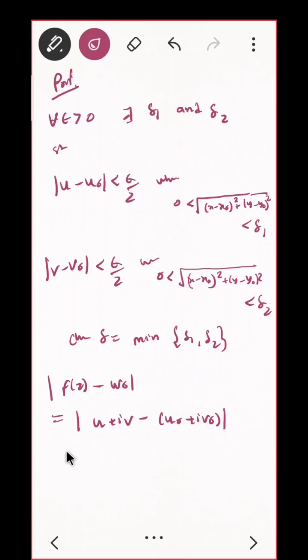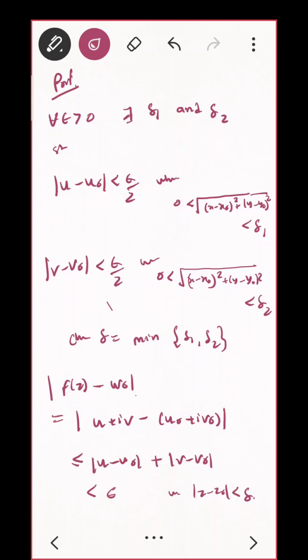So you can write this as less than or equal to mod of u minus u naught plus mod of v minus v naught. The i will come, but in the modulus it makes no difference since it remains the same. Mod z is same as mod of iz. So this is your epsilon by 2, this is epsilon by 2, so that will be your epsilon. So the full limit of the function is okay. We are done. Yes, whenever you are having mod z minus z naught less than delta, delta is the minimum. So this part was quite easy.